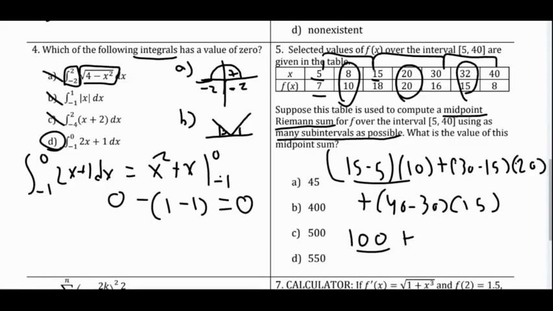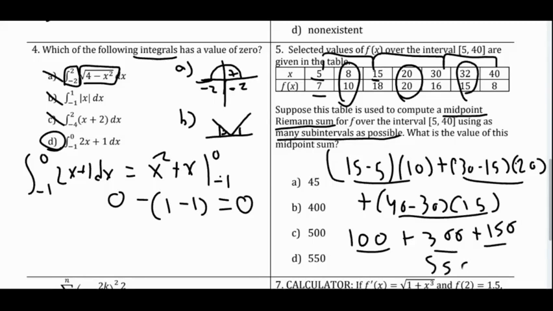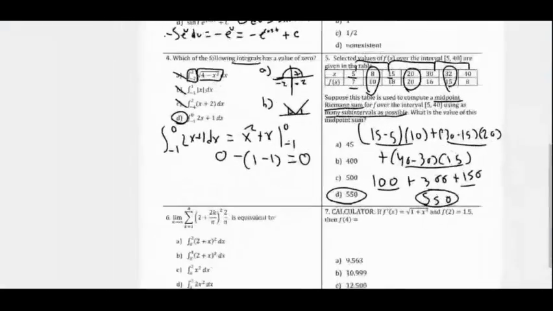15 times 20 gets me 300. And then 10 times 15 gets me 150. So 100 plus 300 plus 150 gets me 550, which is our answer choice number D, letter D.